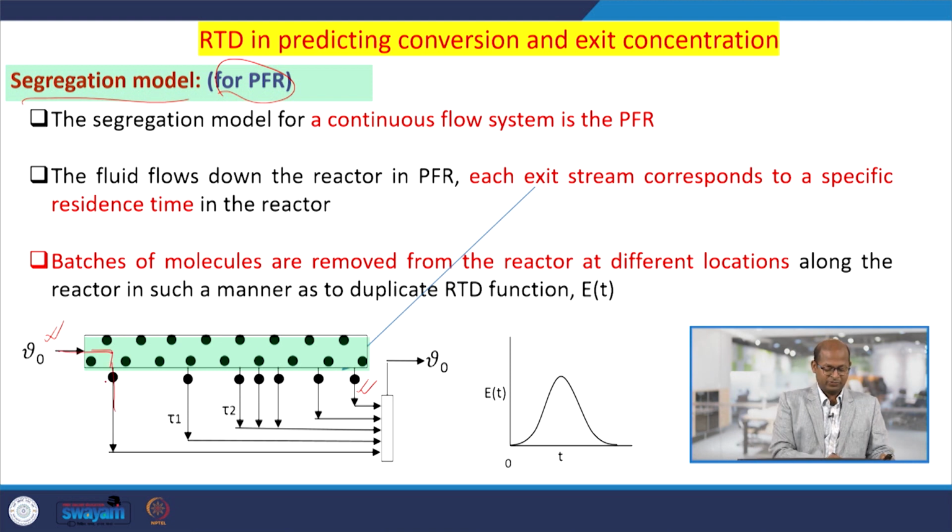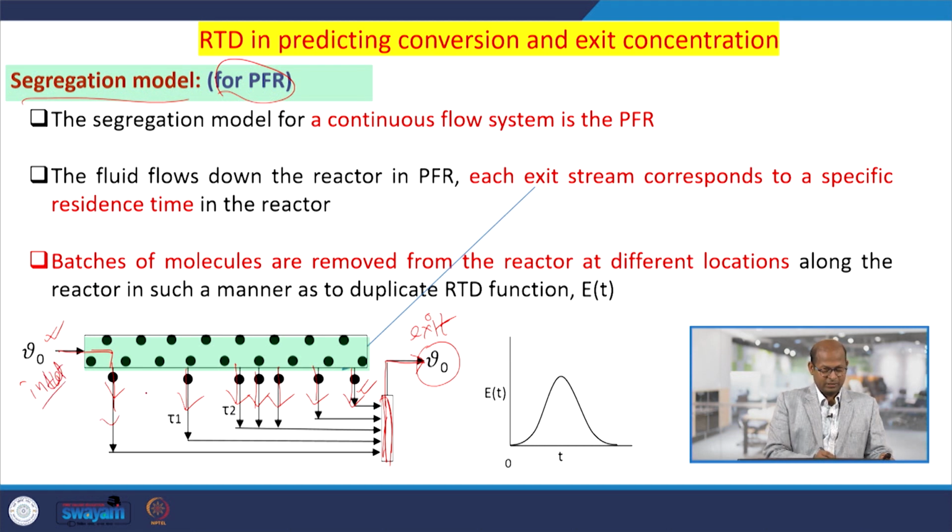So, from here we have pointed out one exit, another exit, this way at different locations of the reactor we are taking out the fluid molecules, and then we are connecting them, and that is considered as the outlet or exit of the reactor. This is the inlet point.